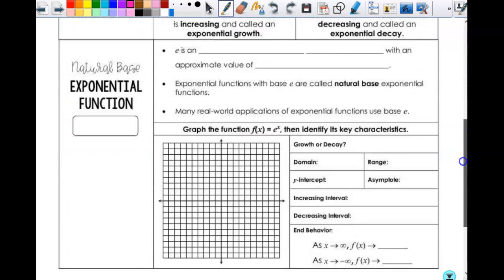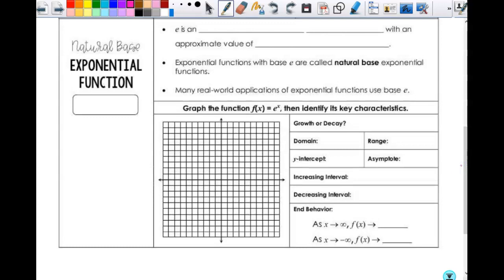All right, so then let's talk about the natural base exponential function. So if we have f of x equals e to the x power, right? So you learned e when you were talking about what? Logs, okay? So you have log base 10, base 5, base 2, whatever. But then if you have a log base e, that's actually a natural log. That's why it's called a natural base exponential function.